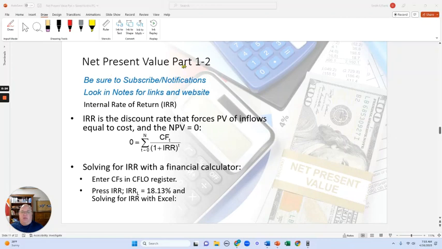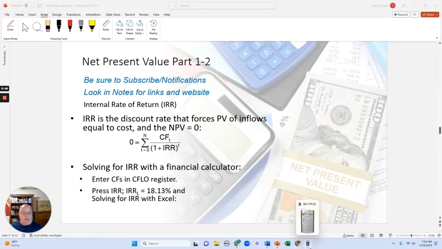So, net present value part 1, video number 2. We're going to talk about internal rate of return and payback. Internal rate of return is the discount rate that forces the present value of the inflows to exactly equal the outflow, or the money that you first put in. In other words, IRR is a special case of net present value where it will exactly equal zero.